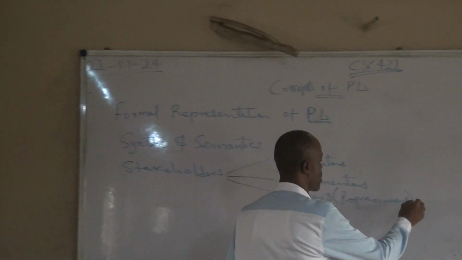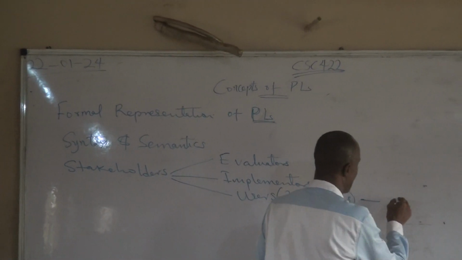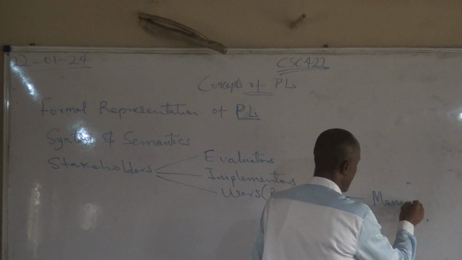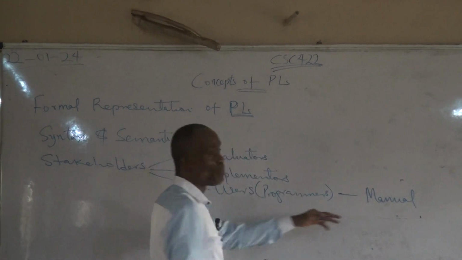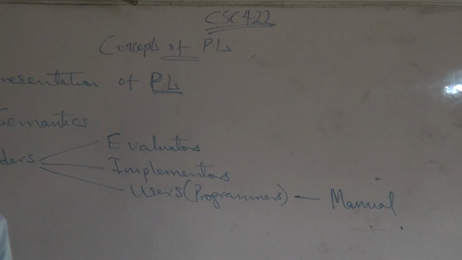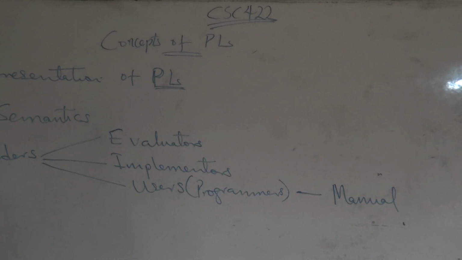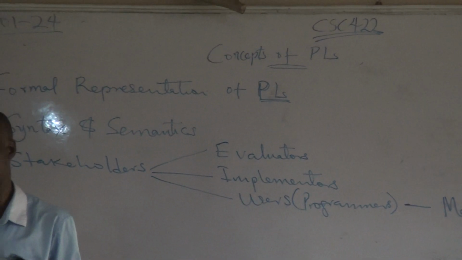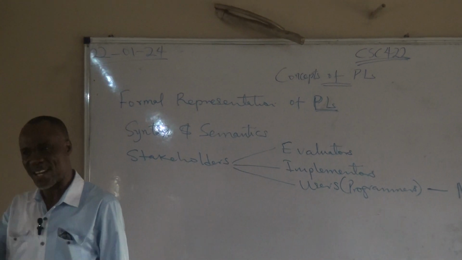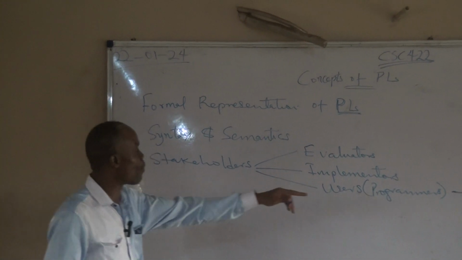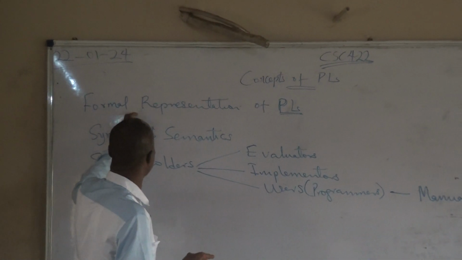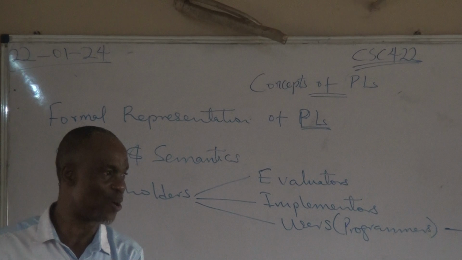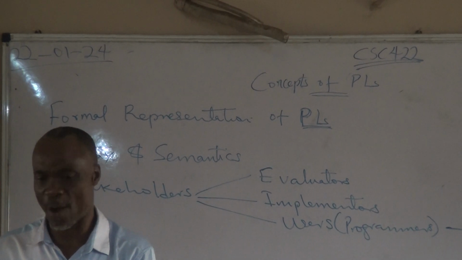The best resource for a programming language is still the manual. Is that okay? The language manual is the best resource. So those of you that want to become gurus in a programming language, or a particular programming language, look for the what? The programming language manual. It is the programming language manual where you have the formal representation of that programming language. Are we okay?